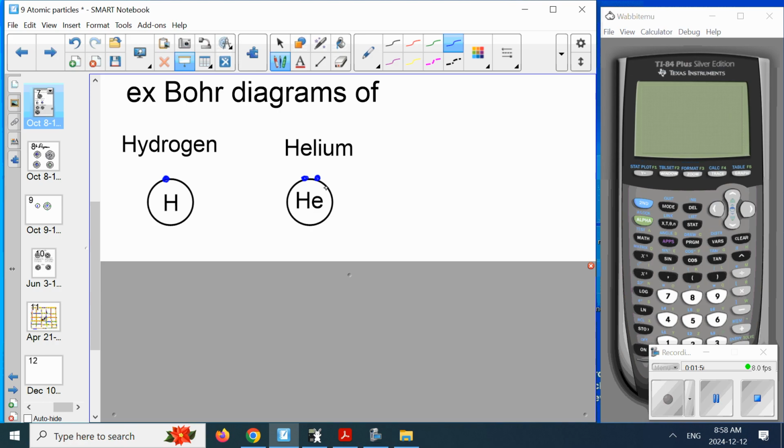Now they get more complex. By the way, we'll only do Bohr diagrams for the first three rows, a little bit into the fourth, only potassium and calcium, but really they're only useful for the first three rows.